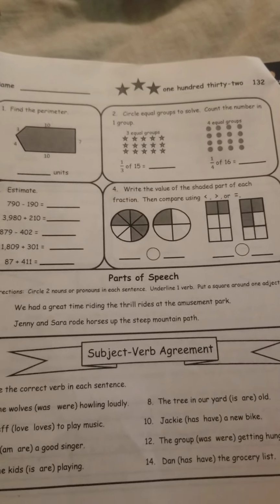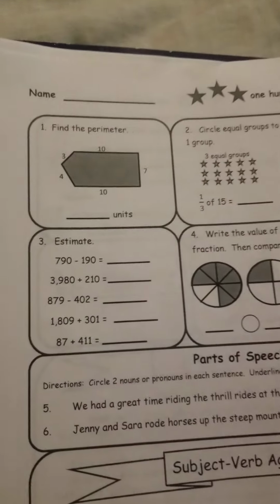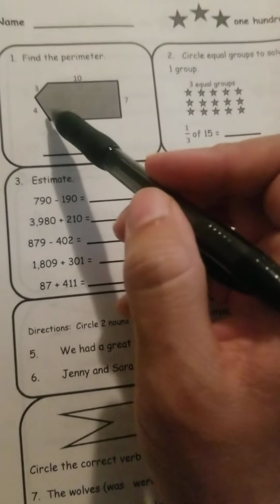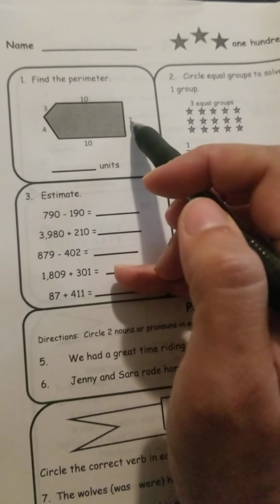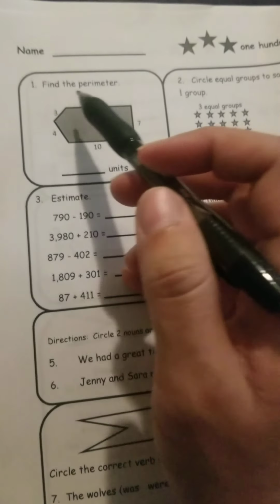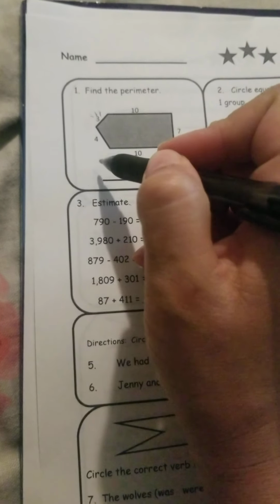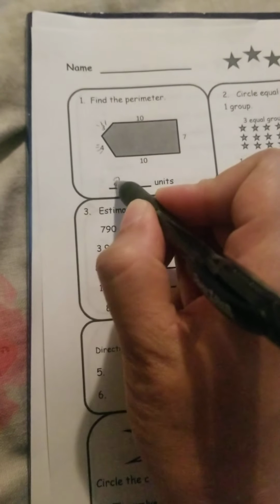Okay, now I'm on page 132. Let's look at number 1, and it's find the perimeter. Okay, here we go. So remember, add the outside of the shape. 10 plus 10 is 20, plus 7 is 17, plus 3 is 17, 18, 19, 20, plus 4, 21, 22, 23, 24. Okay, so the perimeter is 24 units.